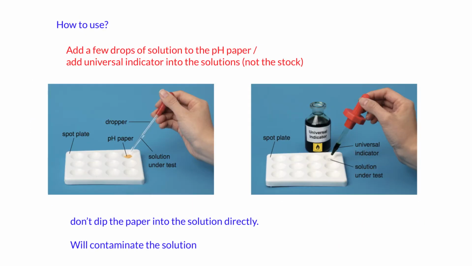Okay, how to use it? Basically, we just add a few drops of the solution to the pH paper. Remember, the solution has to be added to the pH paper. If you're using universal indicator, you can just add the indicator into the solutions.